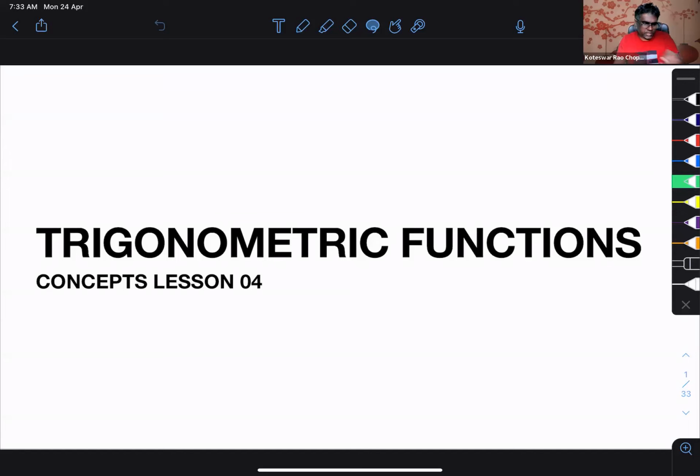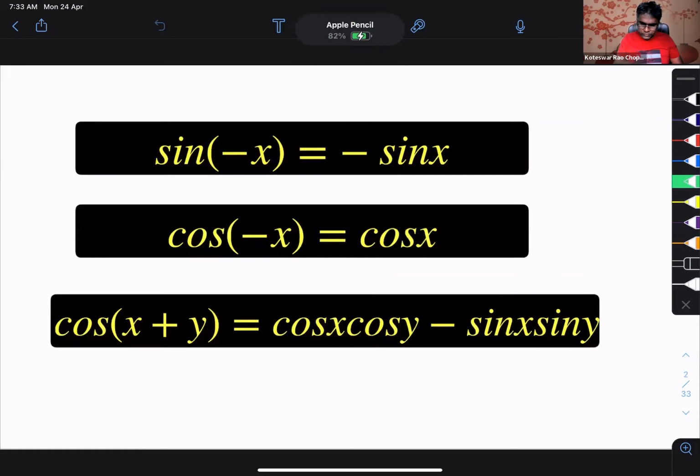Okay. So now let us continue here. Again, I have put those results here. So sine of minus x is minus sine x. Okay, so the minus will come in the front.